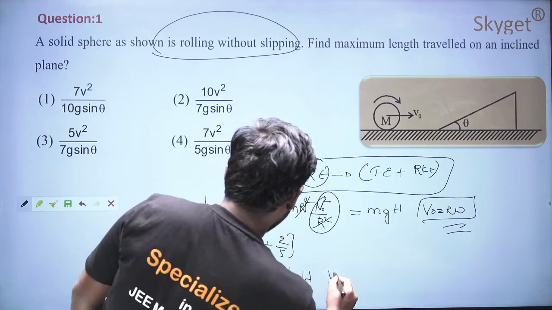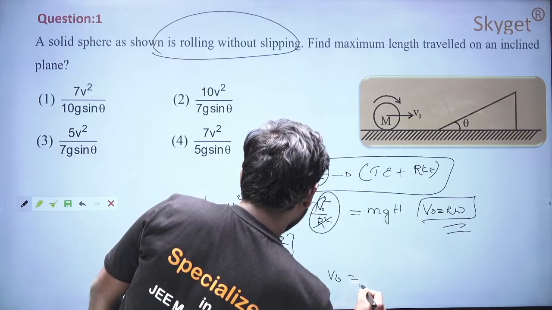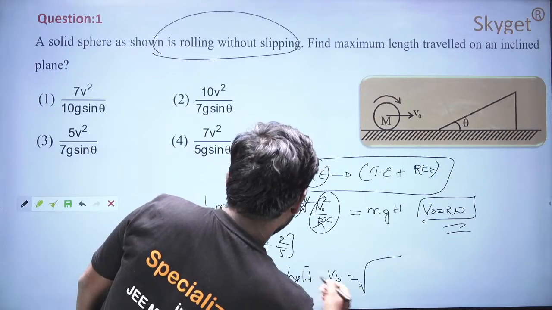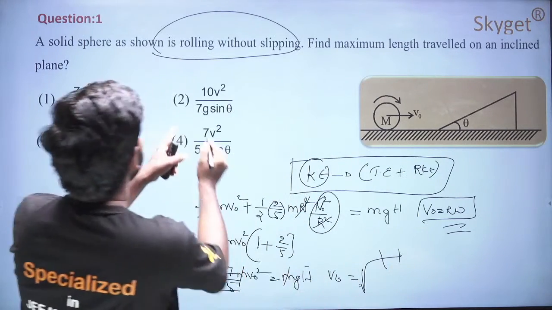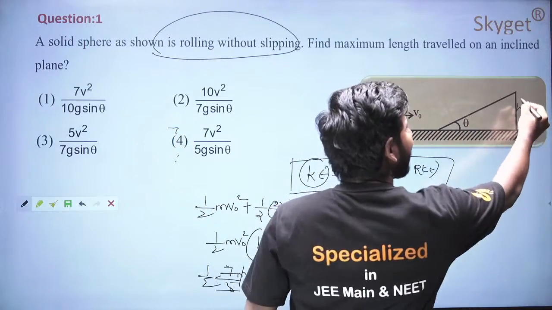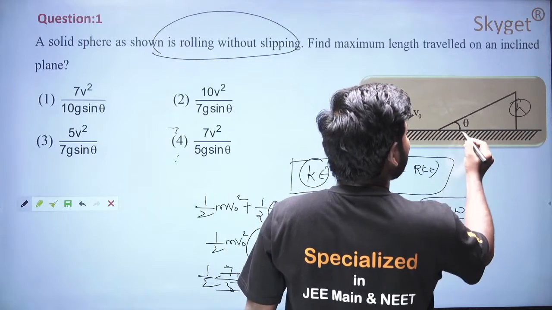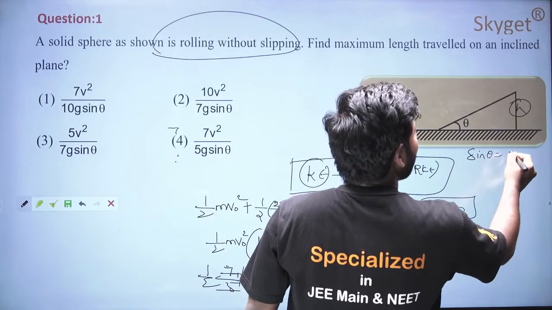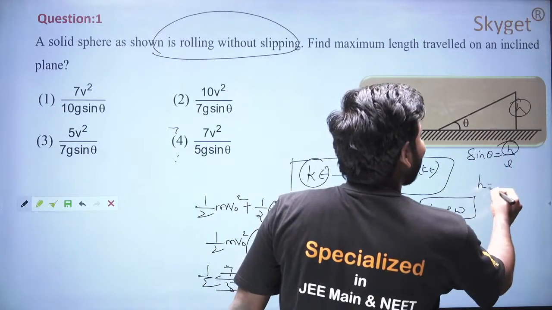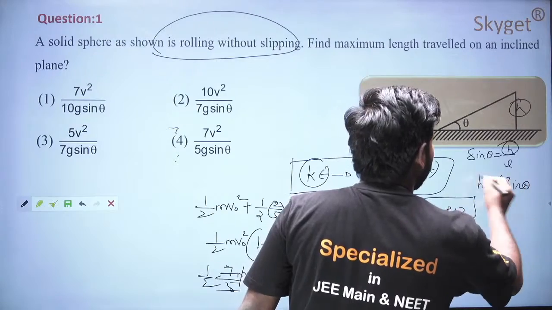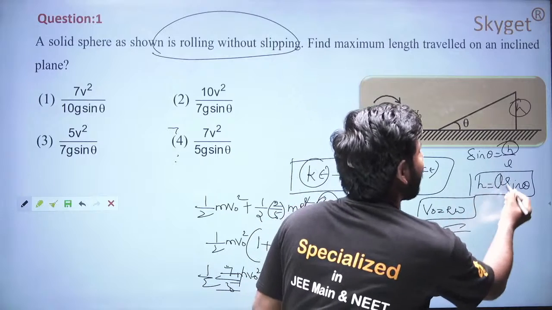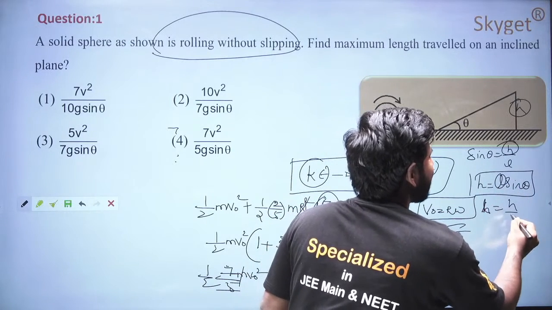So v naught square will be equal to root over, so this will be the height. What we need to find out is length, students. From the diagram, if you are able to find h, then sin theta is equal to h by L. So if you find the maximum height it can travel, then h is equal to L sin theta. L will be equal to h by sin theta.